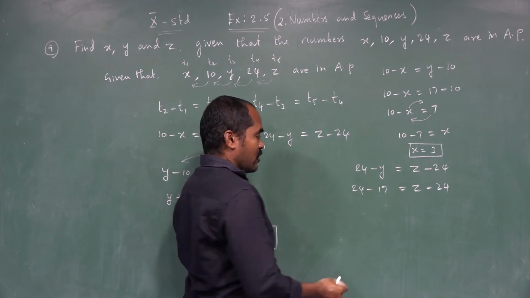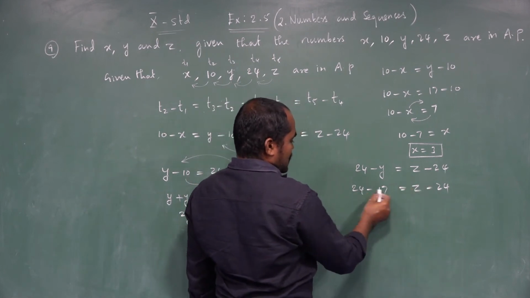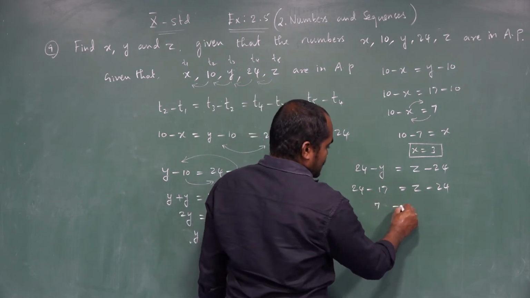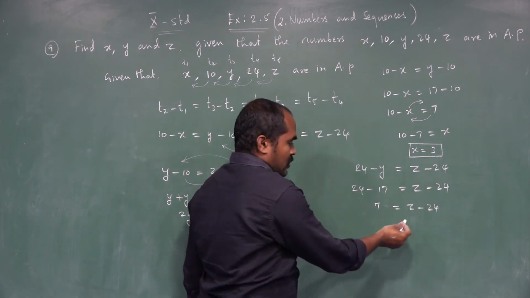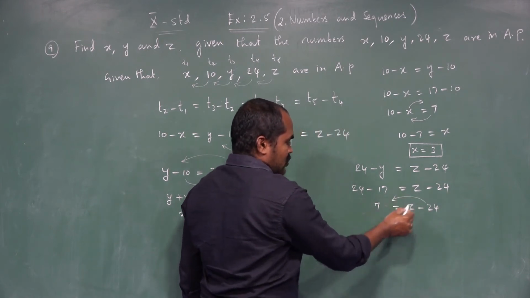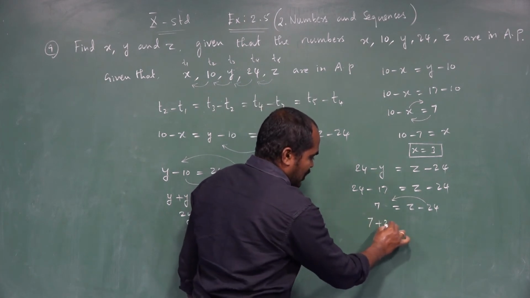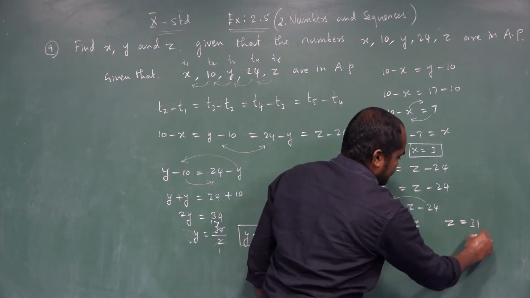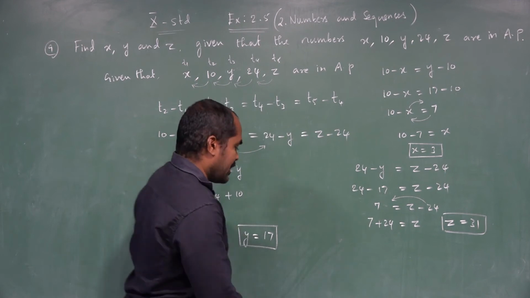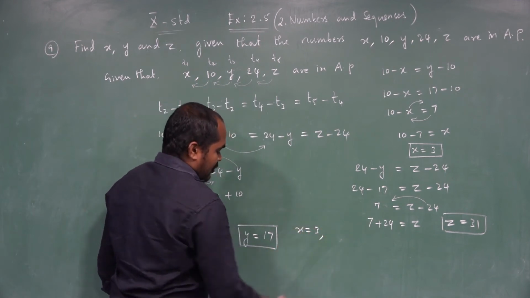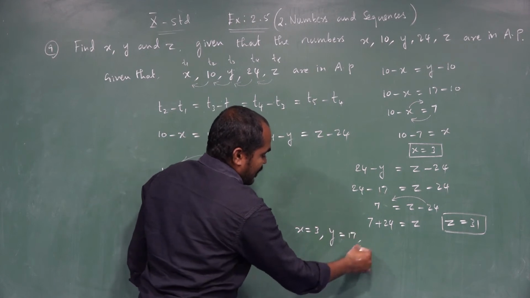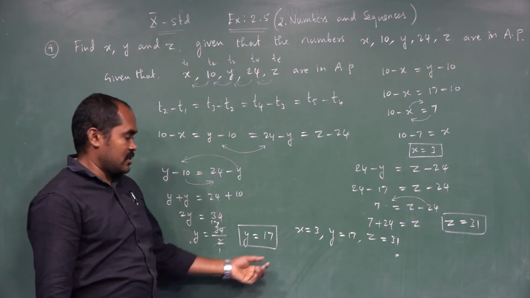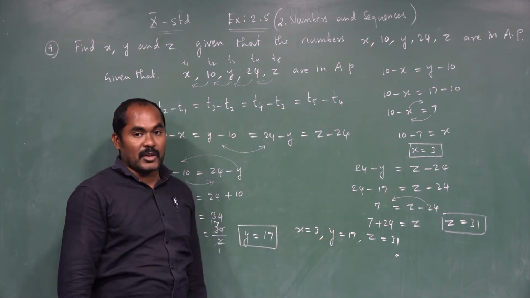What is the difference? 24 minus 17 is 7. So 7 is equal to z minus 24. So we need the z value. So send this 24 to left. We get 7 plus 24 equal to z. Therefore z is equal to 31. Hence the value of x is 3, value of y is 17, and value of z is 31. So these are the unknown numbers.